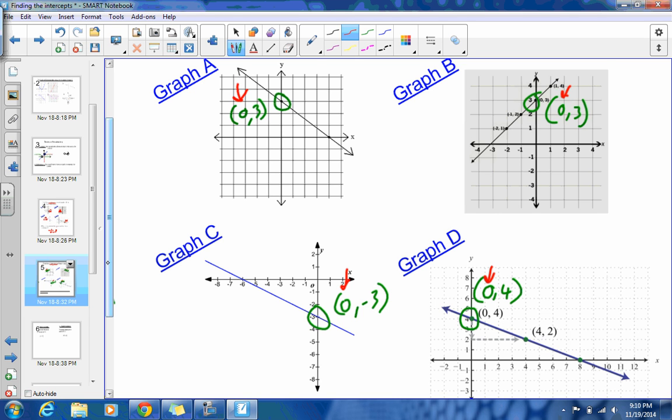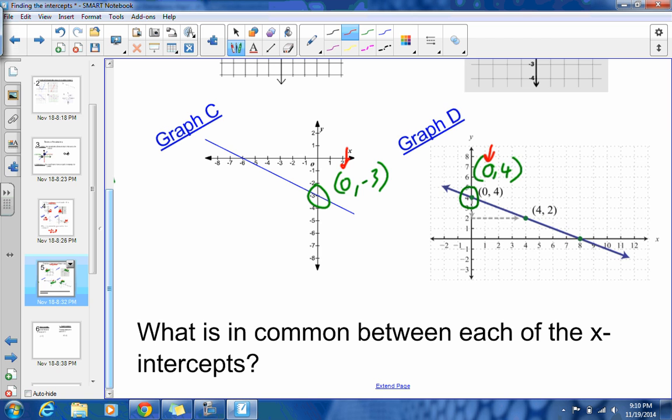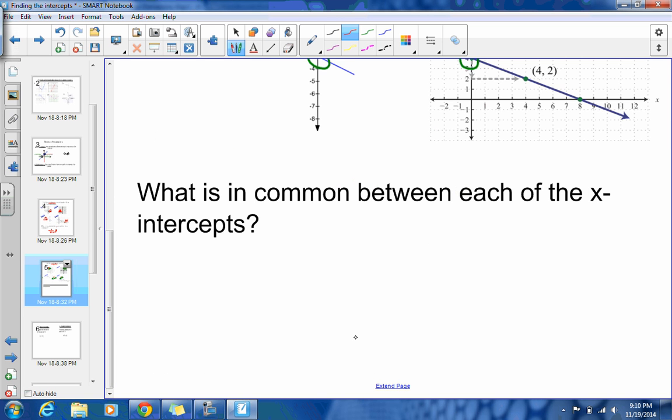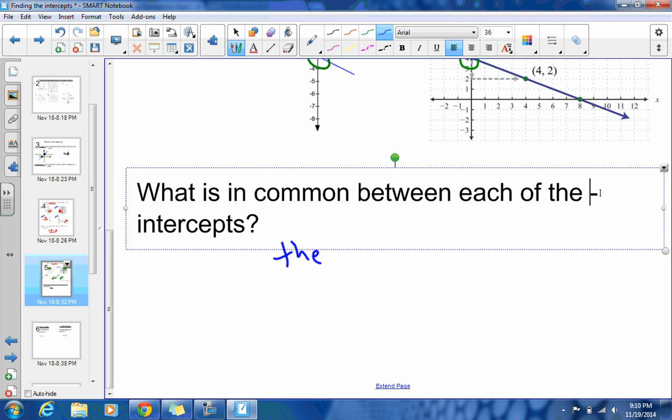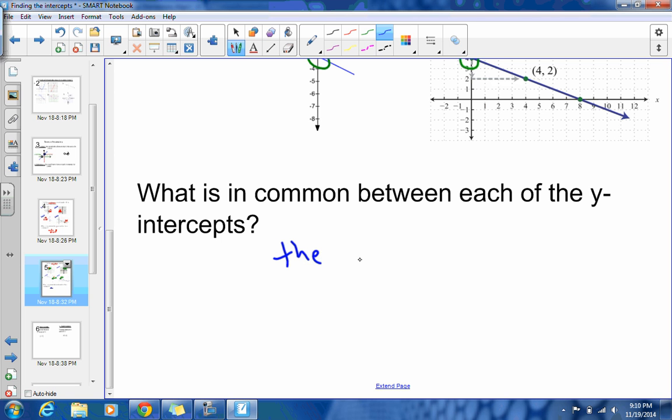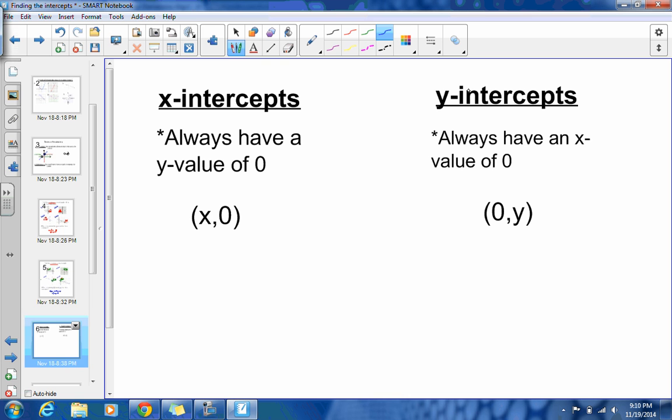So I'm going to scroll down and we're going to answer what is in common between each of the x-intercepts. Sorry, these are the y-intercepts. So I'm going to change that. What is similar between each of the y-intercepts, it should say. And so that would be the x values are always 0. So when we're finding the y-intercepts, the x values are 0.